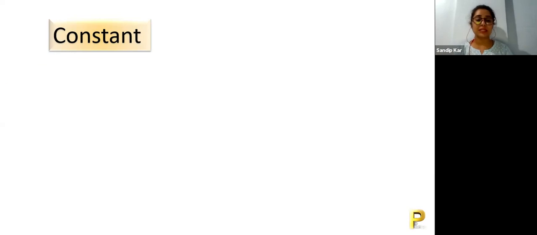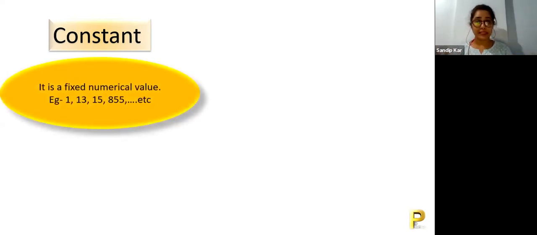So the first is the constant. What does a constant mean? It is a fixed numerical value. A fixed numerical value means it can be any number, like 1, 13, 15, 855. It can be any number out of the numerical values.